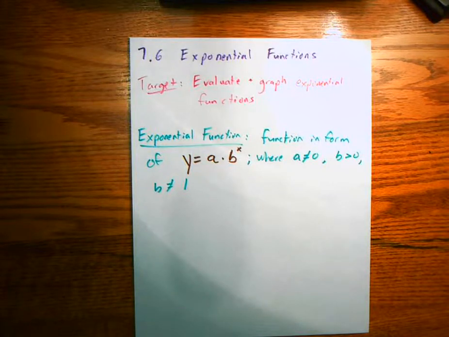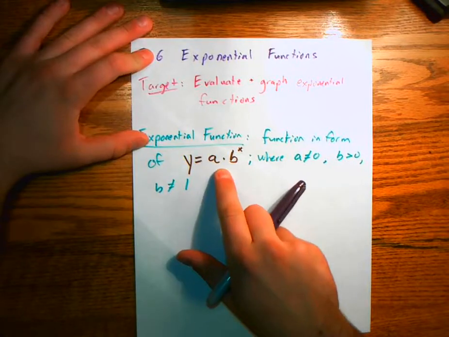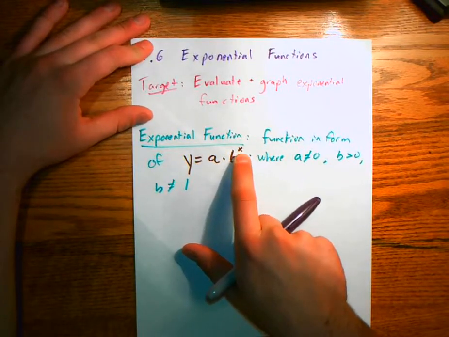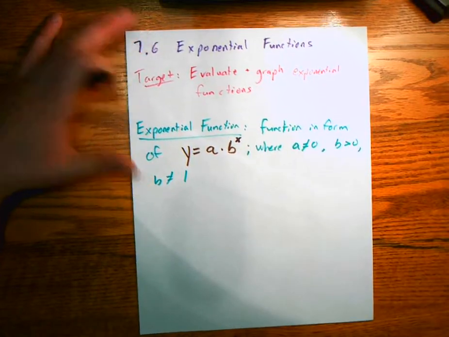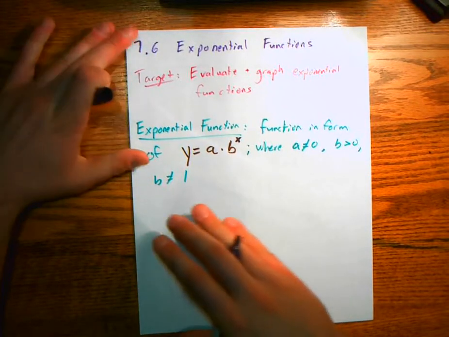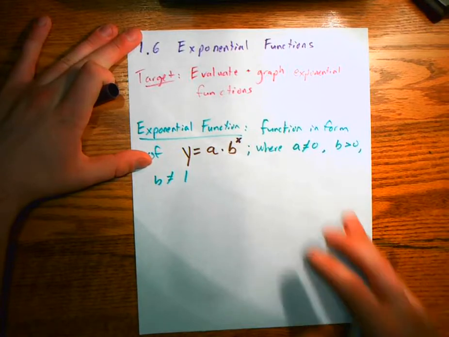Now, an exponential function is in the form of y equals a times b raised to the x power, so your exponent in this example is the x. It's the variable that we don't know. It's the one that maps all of the horizontal points on the x-axis.